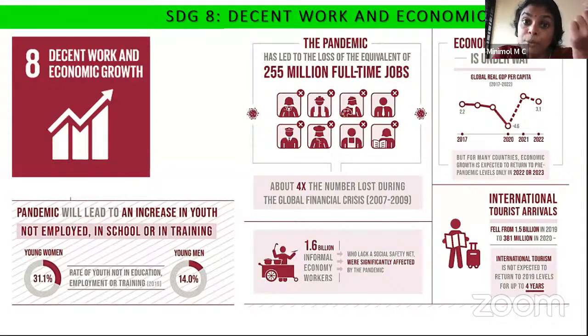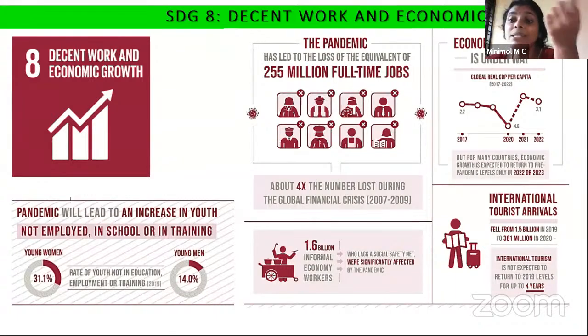If you think about this number, it is 4 times the number of jobs lost during the global financial crisis from 2007 to 2009. So in 1 year's time, we lose 4 times that number. 1.6 billion informal economy workers lack a social safety net. They were significantly affected because of COVID-19. So the economic recovery is underway. But for many countries, economic growth is expected to return to pre-pandemic levels only by 2022 or 2023.